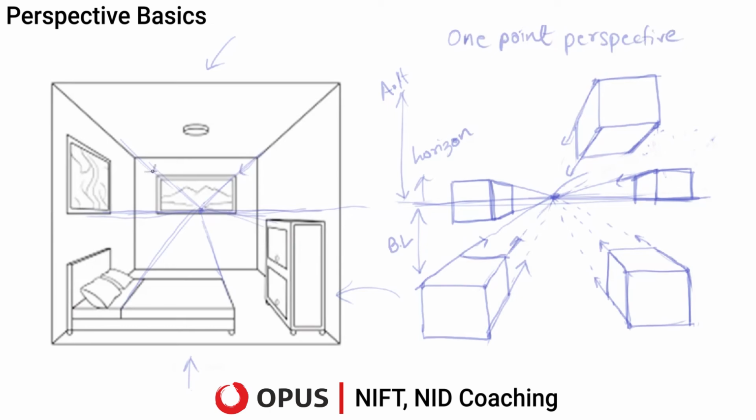So that is the underlying grammar in which this image has been drawn, and that's why it looks so realistic, because all the principles of perspective have been used here. See, all the lines come and meet at that one particular point, which is called the vanishing point, and thus this image is in 1 point perspective.